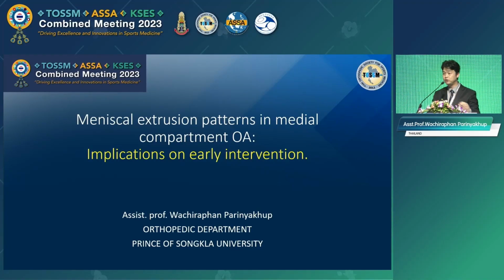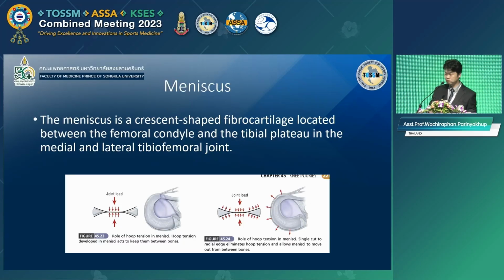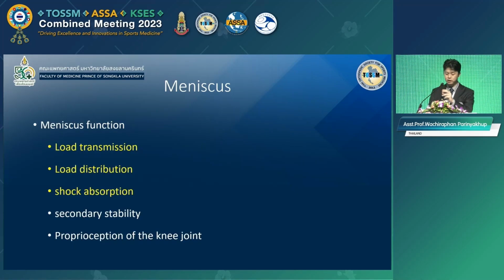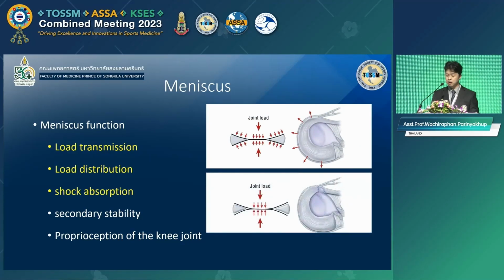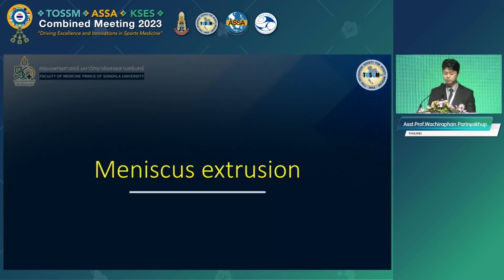Welcome to my topic today about medial meniscal extrusion pattern in medial compartment osteoarthritis. The meniscus is a crescent-shaped fibrocartilage located between the femoral condyle and tibial plateau in the medial and lateral tibiofemoral joint. Its function is load transmission, load distribution, and shock absorption. With loss of this function, the load will transmit directly into the cartilage and lead to degenerative joint disease.